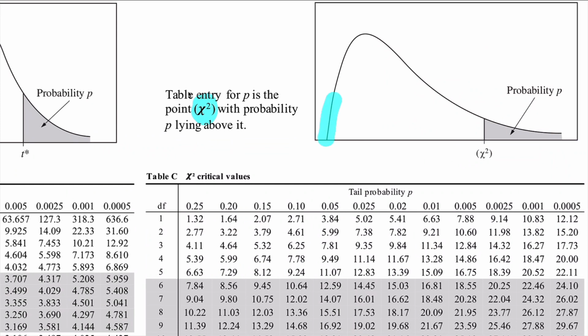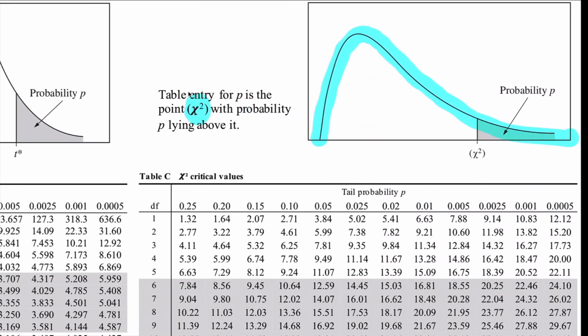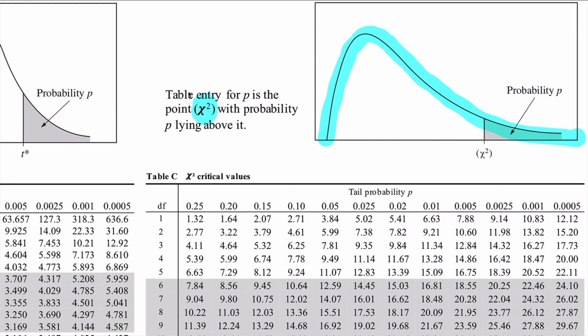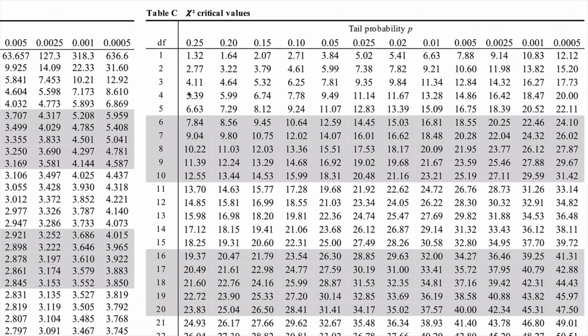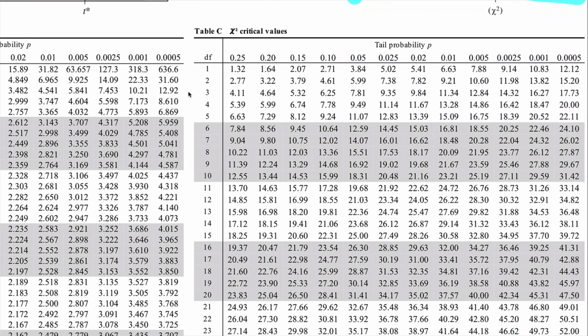So chi square is not normal. Chi square is skewed to the right. Unlike T and Z, it is skewed to the right. Okay. So how do you read this table? Well, first of all, you start with degrees of freedom. So how many degrees of freedom did we have on this last question? 5. So we're going to focus on this row right here.